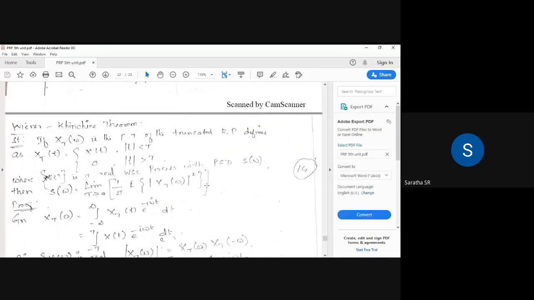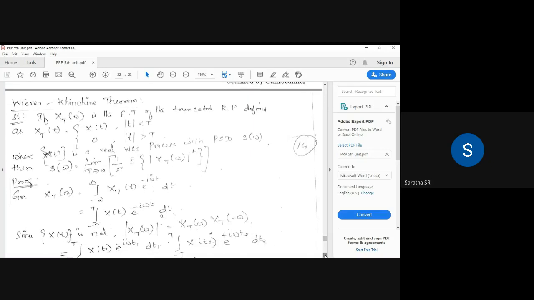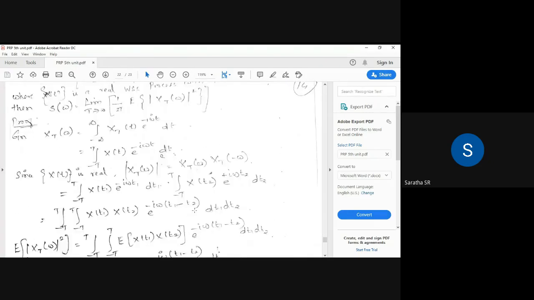Then the Wiener-Khinchin theorem. They asked only for the statement, not the proof. So you study only the statement. No need to prove this theorem. Anyway, I will refer with some other faculty, then I will tell. If you want the proof, I will explain. This proof is also very simple.